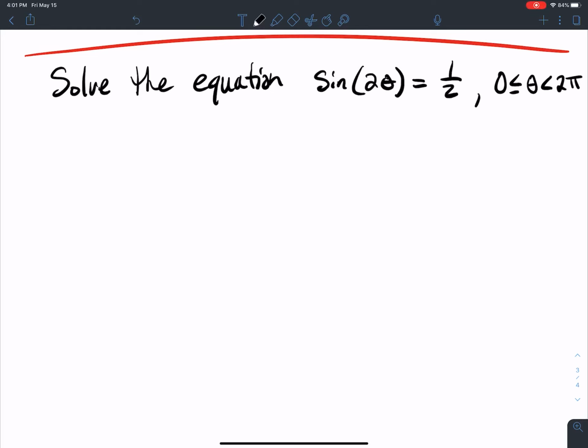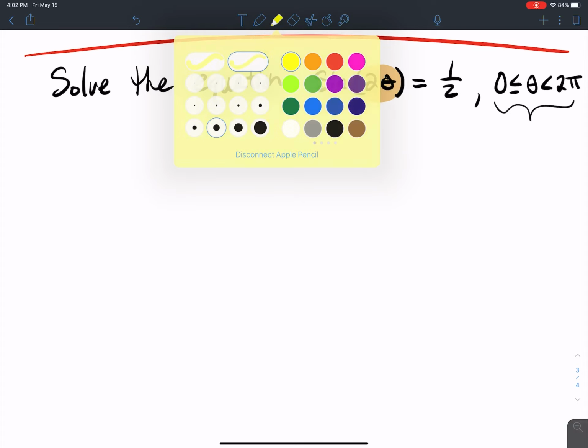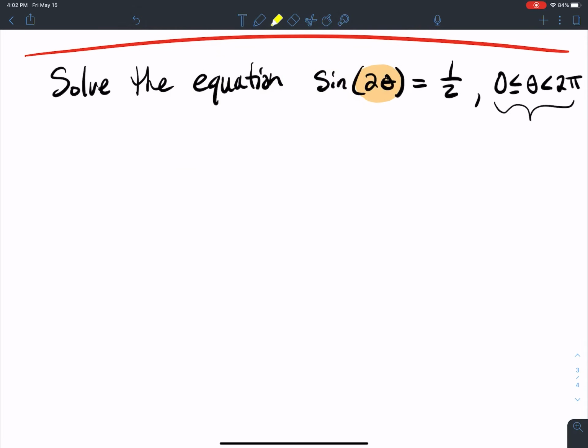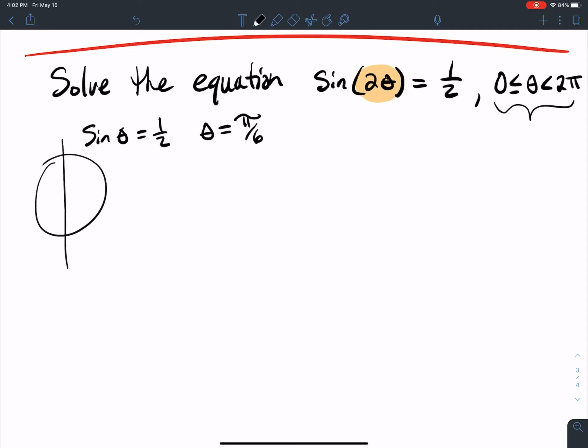So in this video, we're going to solve the equation sine 2x equal to 1/2 on the interval from 0 to 2 pi. What's different here? The argument is 2 theta instead of just theta. Now, sine of theta would be equal to 1/2 when theta is equal to pi over 6, right? If I draw my unit circle here, that's square root 3 over 2 comma 1/2.